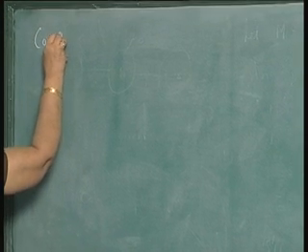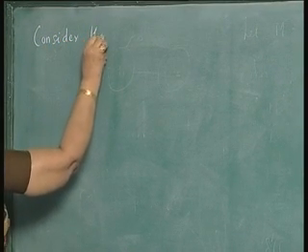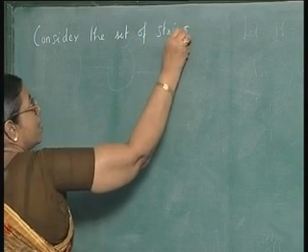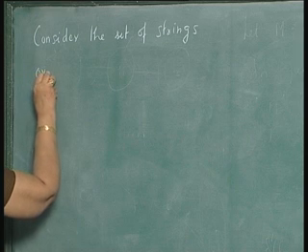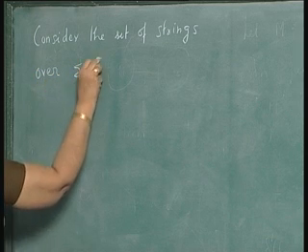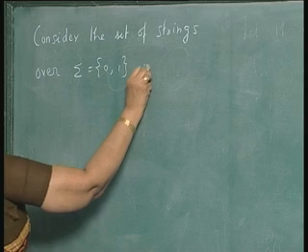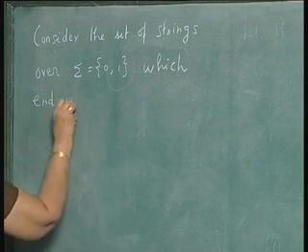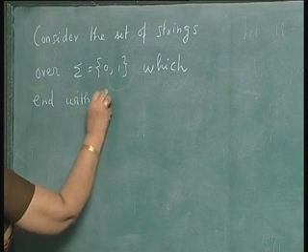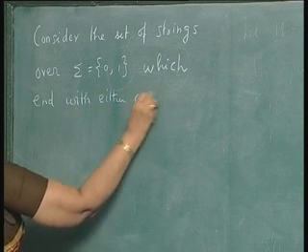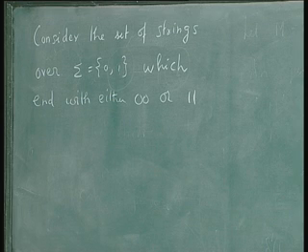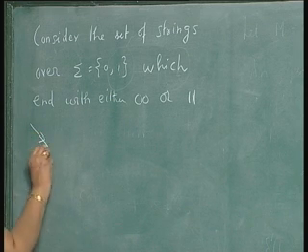Consider the set of strings over sigma equal to {0, 1}, which end with either 0 0 or 1 1. Now, the non-deterministic diagram for that will be like this.